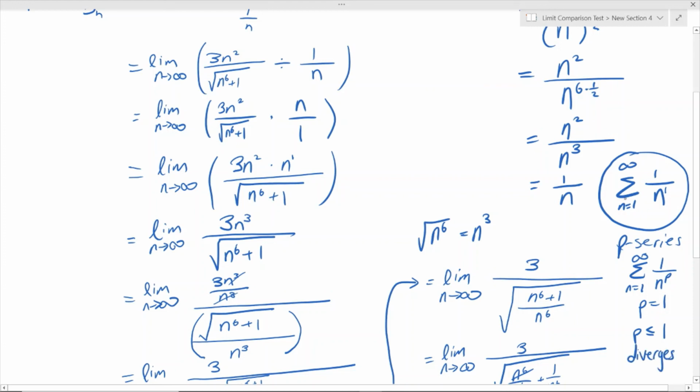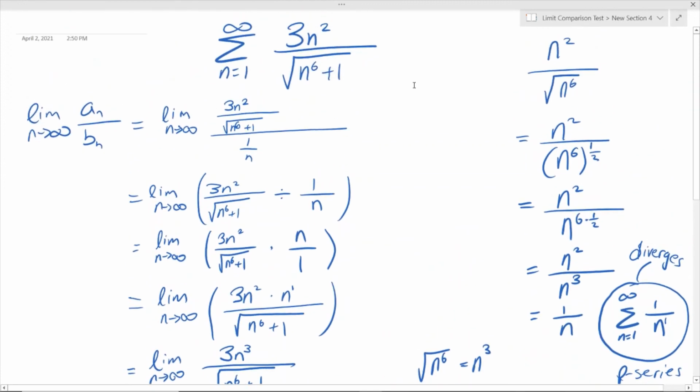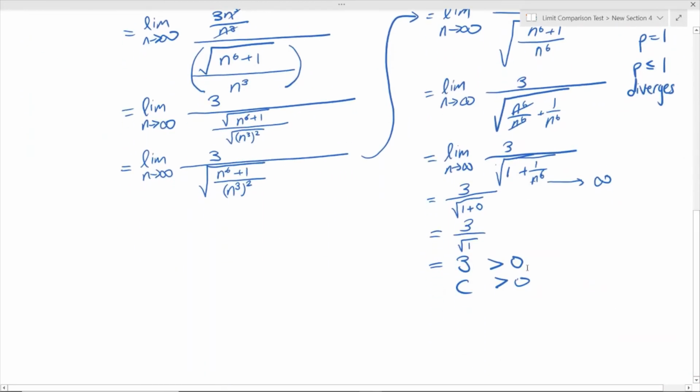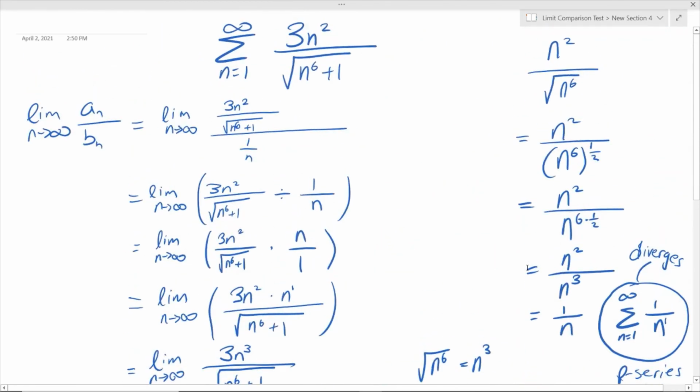And since this series diverges, that basically means that this original series also diverges, because in our limit comparison test, we got our result to be a finite number greater than 0. So we can write that this series, therefore, diverges.